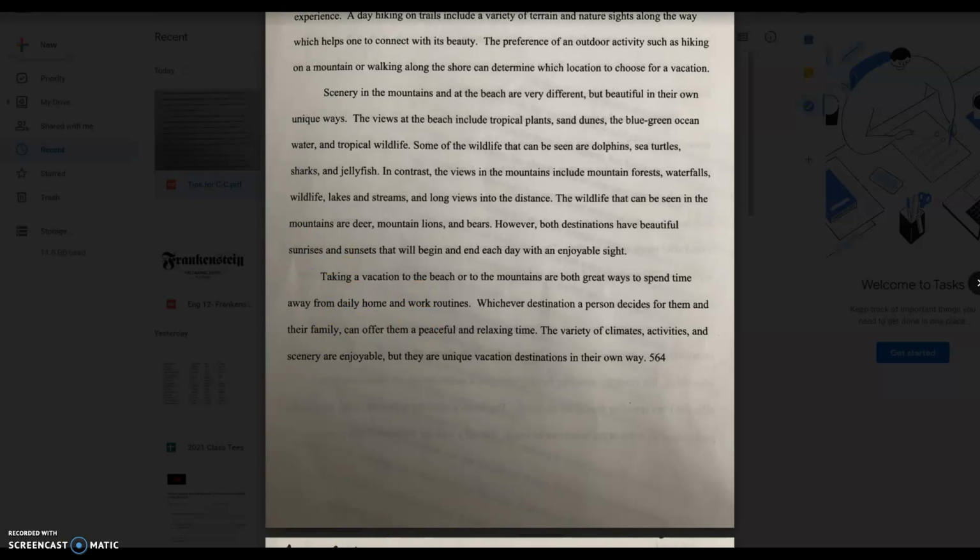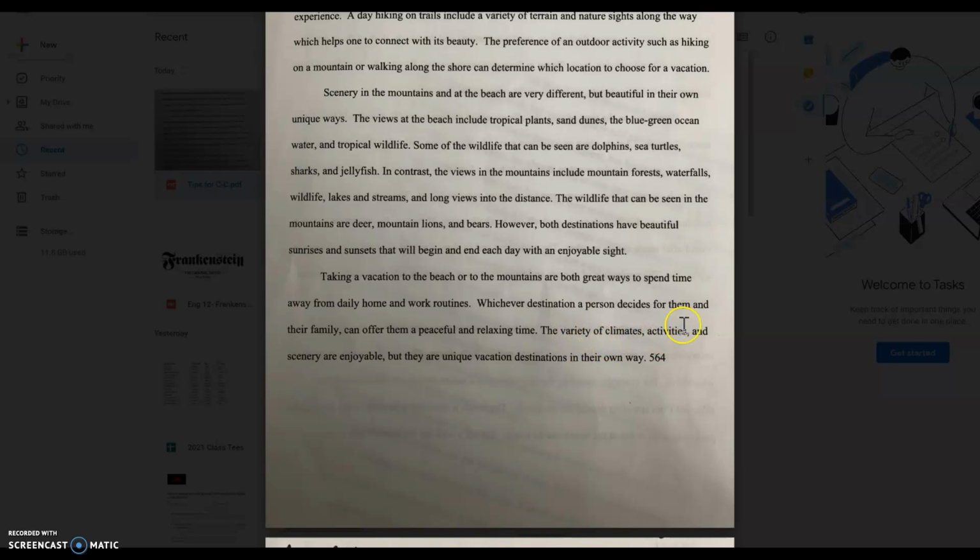I also wanted to look at the conclusion here. Taking a vacation to the beach or to the mountains are both great ways to spend time away from daily home and work routines. Whichever destination a person decides for them and their family can offer them a peaceful and relaxing time. The variety of climates, activities, and scenery are enjoyable. They are unique vacation destinations in their own way.